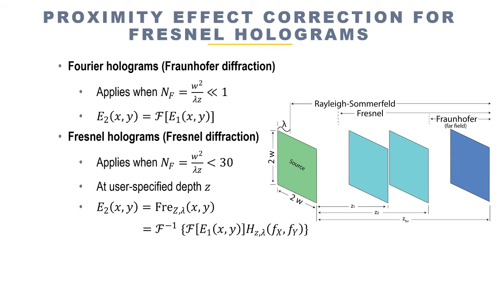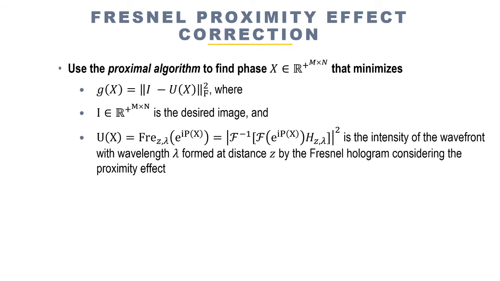However, the PPEC method uses the Fraunhofer diffraction approximation. It can be used to effectively calculate the propagation into the far field, but cannot specify the depth at which the image is shown. The Fresnel holograms use Fresnel diffraction. It is harder to compute, but can be used to propagate the wavefront to a specified distance. This paper focuses on exploring the PEC methods for Fresnel holograms. We developed the Fresnel proximity effect correction method, or FPEC, by extending the PPEC method to Fresnel holograms.